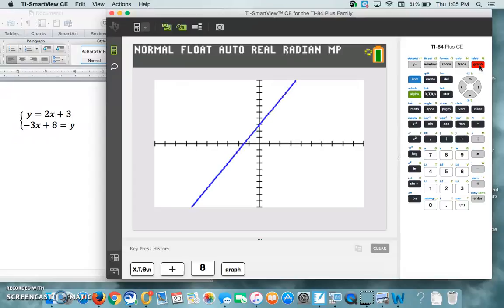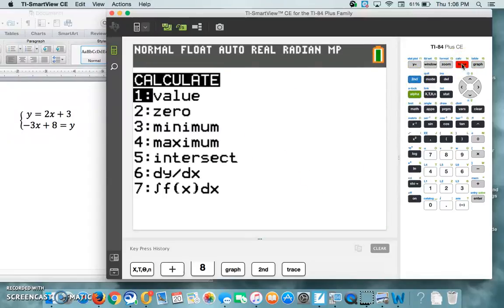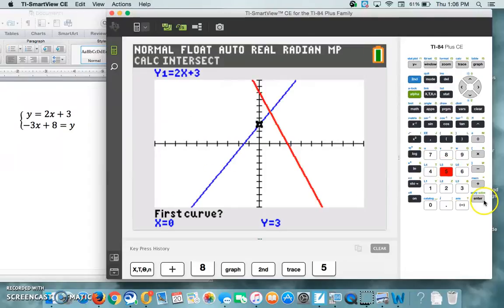we can wait for the lines to be drawn, and then there's a nice intersection point. Can't really tell, are we 100% sure if it's at 1? Maybe, maybe not. So we push second trace, and that takes us to calculate. And we want to find the intersection point, so we push 5. Our first curve is going to be our first line, so make sure it says y1, and then you push enter. Your second line should be y2, and then you push enter.